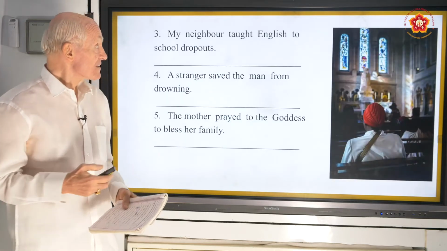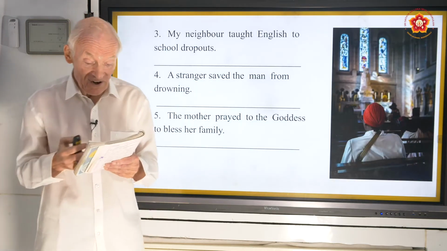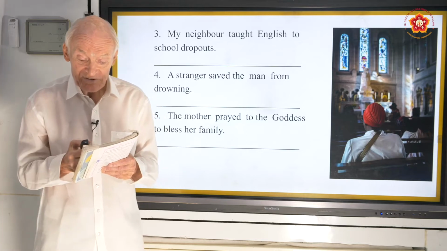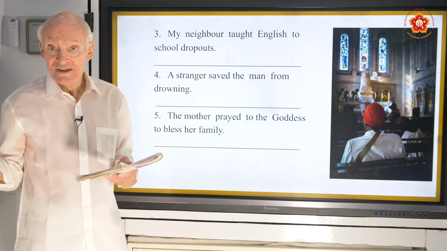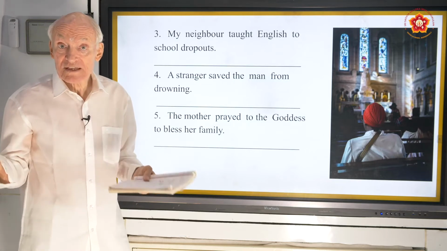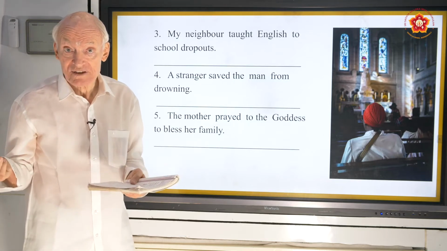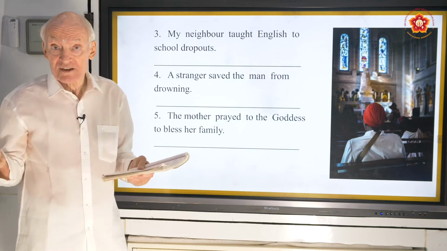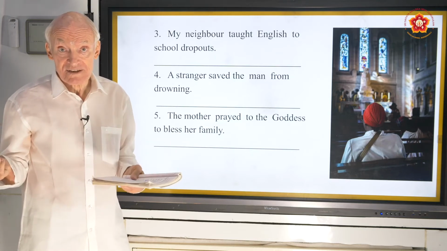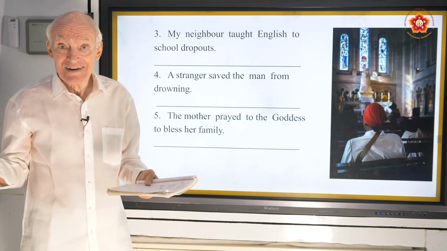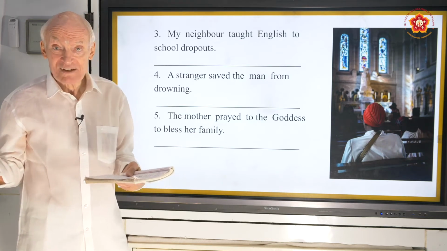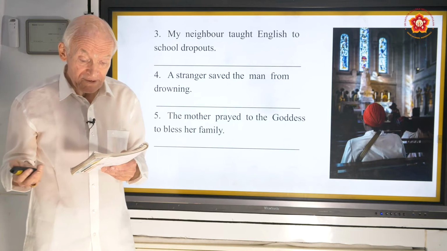Let's go ahead. My neighbor taught English to school dropouts. So he's got a neighbor, there's a teacher, and he's teaching English to people that really have to know English. English, especially in English-speaking countries, is a necessity. And it's a necessity for 2 billion people around the planet now. Everybody's learning English so that we can communicate better with other people.